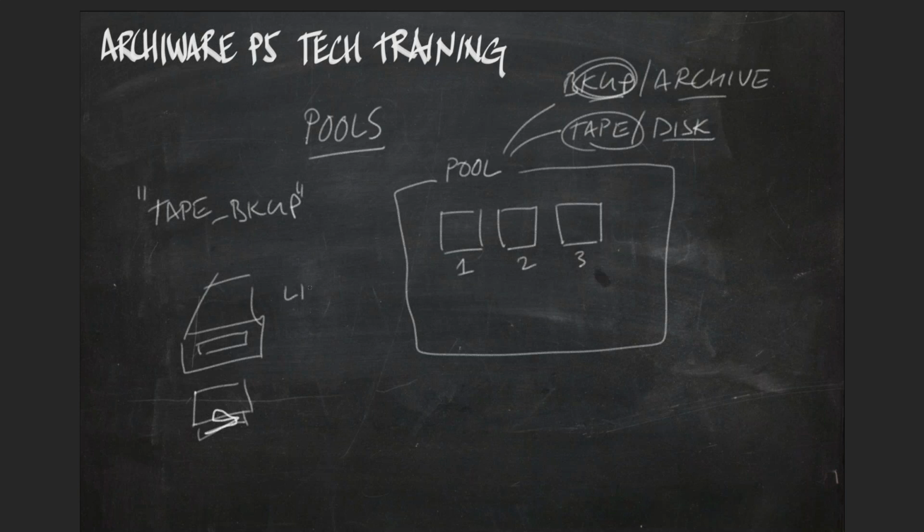My LTO drive that I'm using is rather old. It's an LTO 5 drive, which means that it has 1.5 terabytes of capacity per tape. So if I had 3 tapes, that would be 4.5 terabytes worth of capacity in the pool by virtue of the fact that there are 3 tapes in there. Now in the Archiware vocabulary, these are not tapes as such, but they are called volumes.